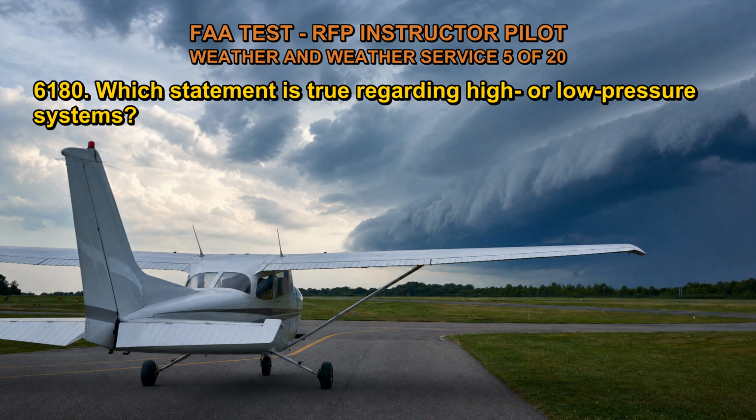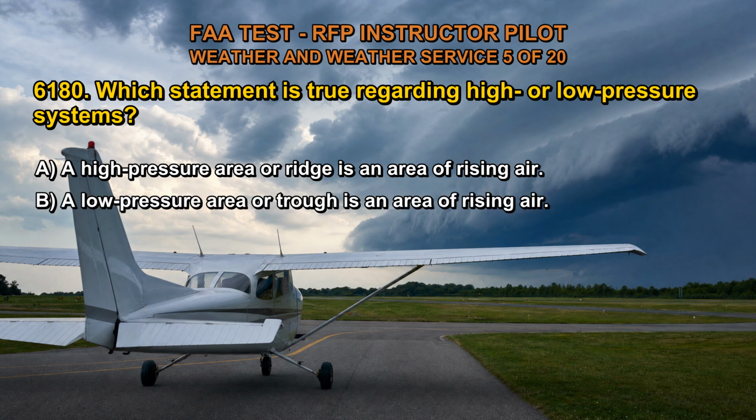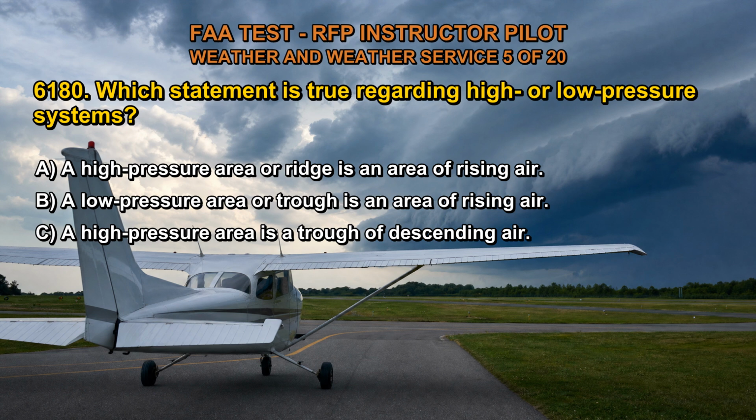6180. Which statement is true regarding high or low-pressure systems? A. A high-pressure area or ridge is an area of rising air. B. A low-pressure area or trough is an area of rising air. C. A high-pressure area is a trough of descending air. The correct answer is B.